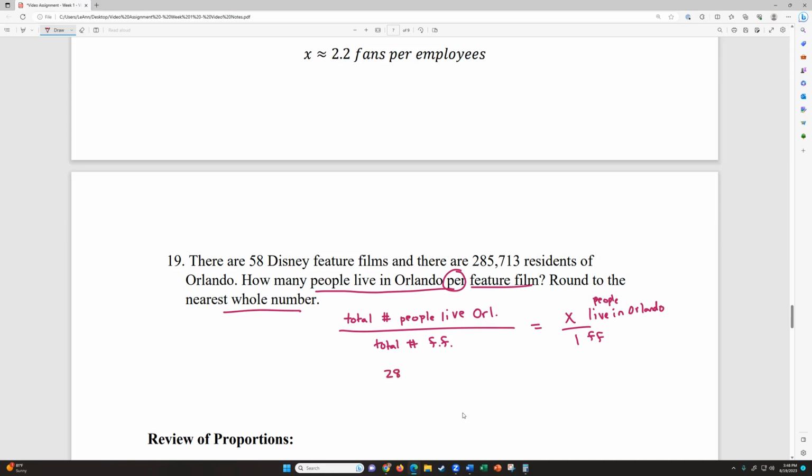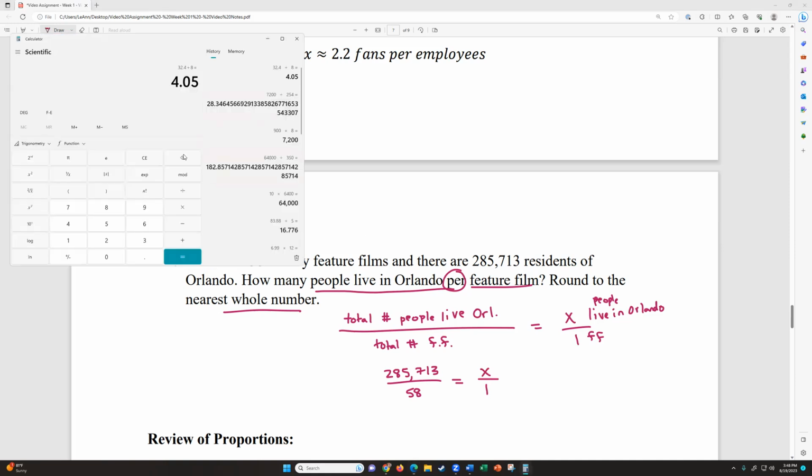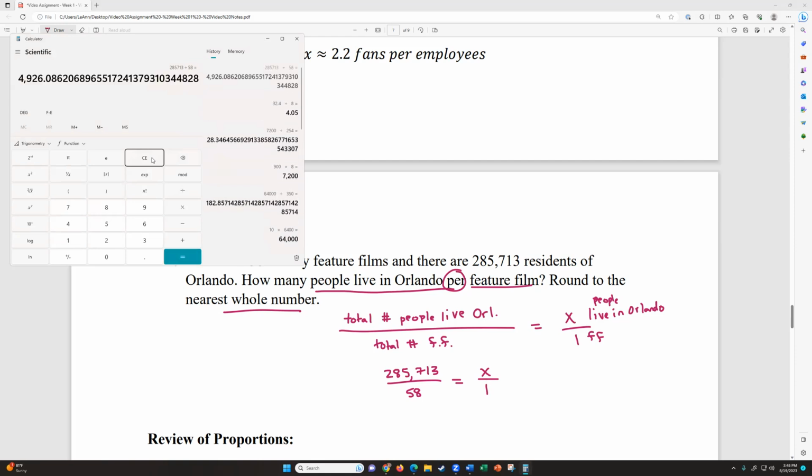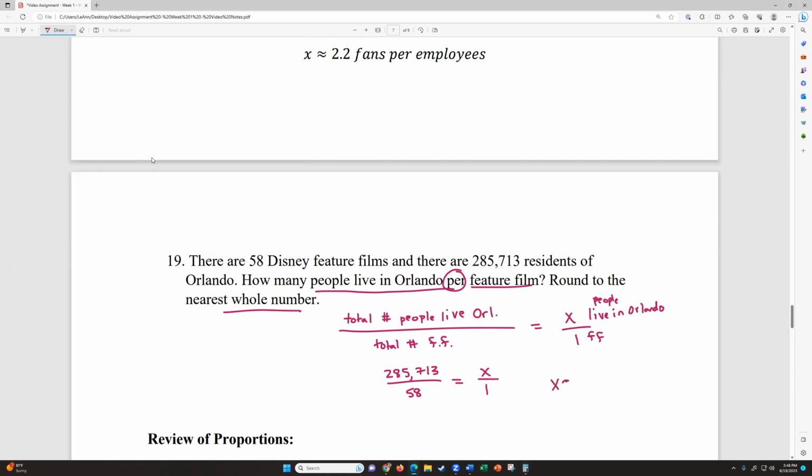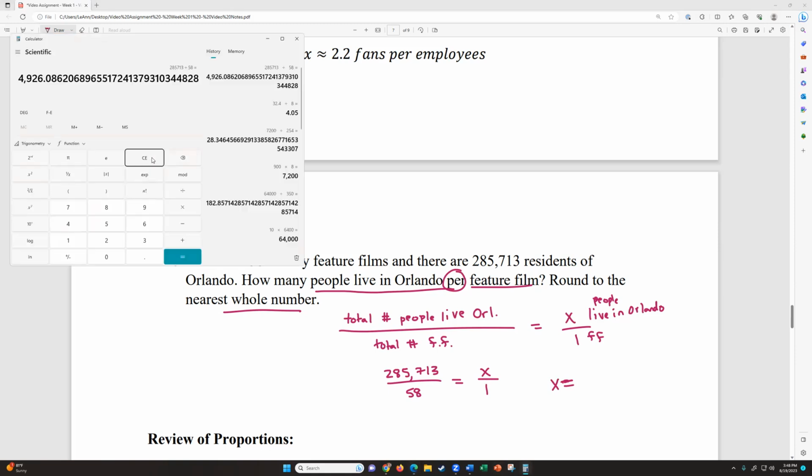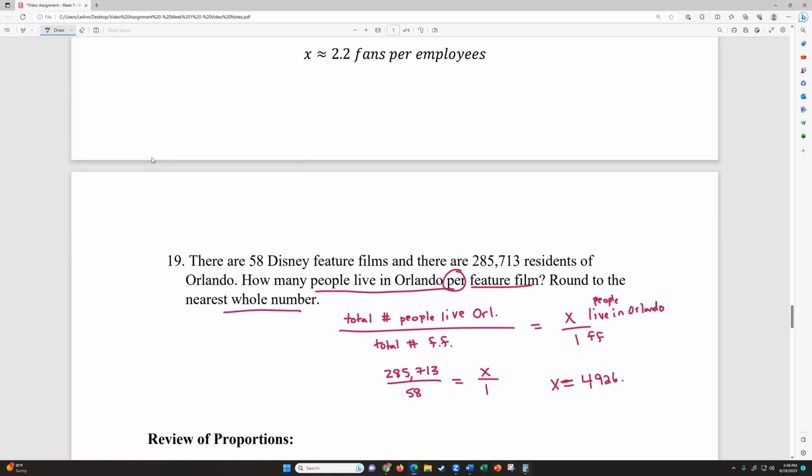Okay, so 28,500, or excuse me, 285,000. Yeah, reading and writing is not always easy. 285,713 divided by 58. That's the total people living in Orlando over the total feature films, equals X out of 1. So I'm going to get my calculator out. 285,713 times 1, and then divided by the 58. That's going to be X is equal to, I'm going to write this out and then round it, 4926.086, and it keeps going.